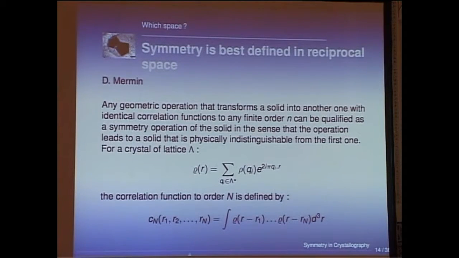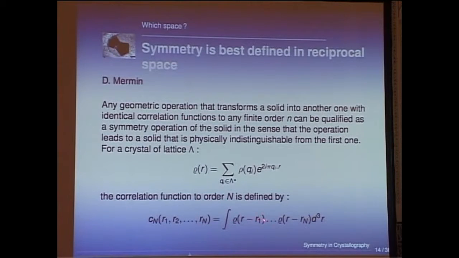To do that, I need to make a little mathematics. I will define the function that is characteristic of the material as being just a sum of Fourier terms on the reciprocal lattice, lambda star here. This defines the object in real space. You know that there are very important physical properties that are called the correlation functions. For example, the autocorrelation function is the function of intensities, what we have seen before. But you can make correlation functions to any order, R1, R2, etc.